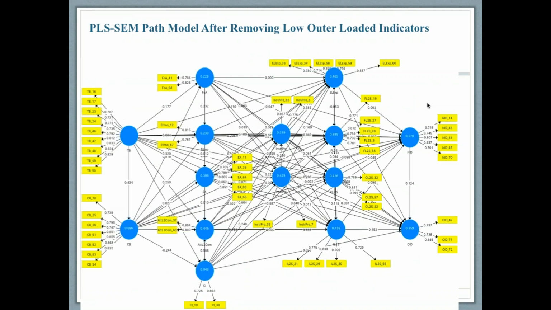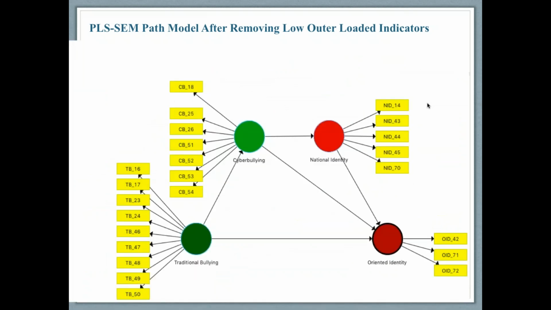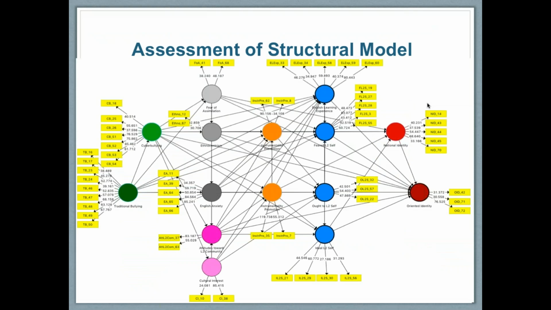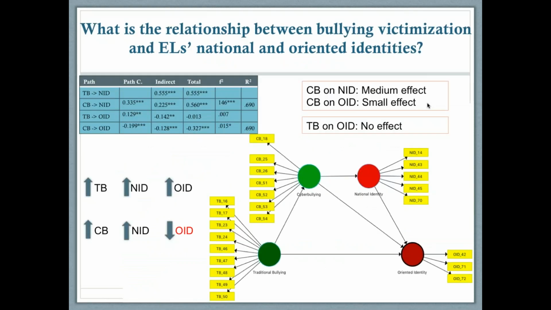So this was the final path model after removing the low outer loaded indicators. And the structure, or the model that I'm going to be talking about, is this one. Basically, it's cyberbullying, traditional bullying, national identity, and oriented identity. And this was the whole model.